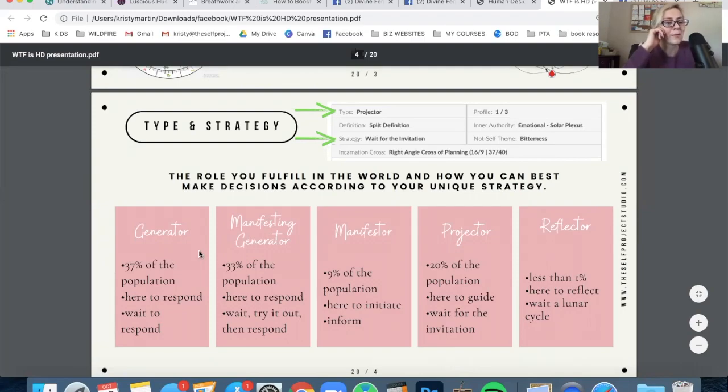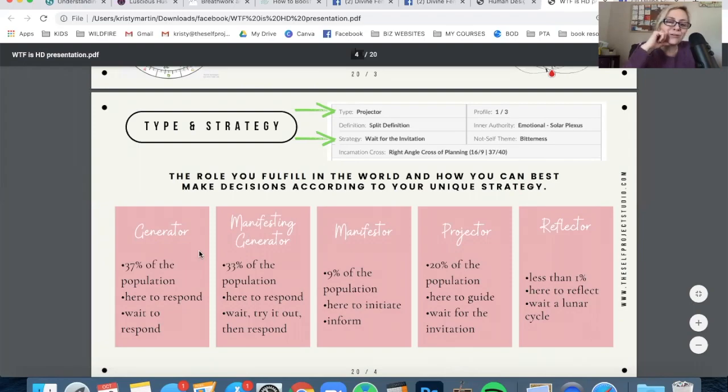Manifestors are 9% of the population, and they are here to initiate. They are here to make things happen. They are here to bring ideas to life, and their job is to inform. So a lot of times they might, and I get caught up in this too, I need to inform. I've been teaching in the background about human design, and then all of a sudden I brought it to the foreground, and people are like, wait a minute, you know about human design? You're talking about human design? And I'm like, yeah, I've been talking about it in the background. Oh, I haven't been informing people. So that just kind of gives you an example of it.